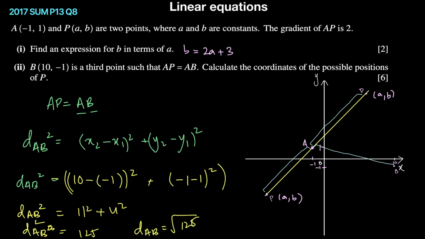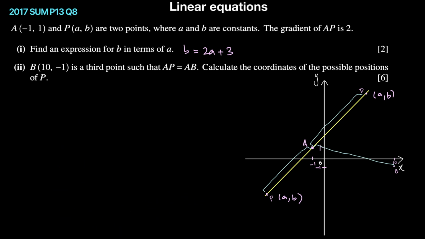Now this distance is the same as the distance AP. The distance between A and B is equal to the square root of 125, and this is equal to the distance between A and P. So now how do we know the distance between A and P? Well, we don't know the coordinates of the point P. So what we have to do is take the distance formula again, plug in the values of the coordinates for A and P, and figure out the distance in terms of a and b.